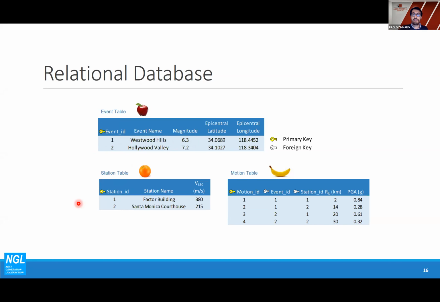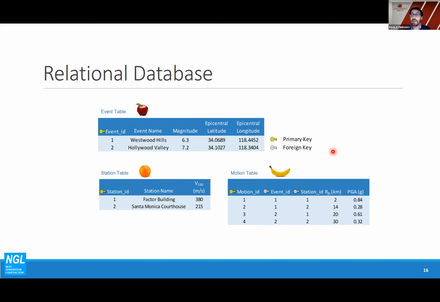Then we have a second table, which is the stations table. In this case, we have two stations in this example database, the factory building and the Santa Monica courthouse. So station ID number 1 identifies factory building with a certain VS30, and station ID number 2 is the Santa Monica courthouse. So again, we have primary keys identifying uniquely these entities. Now let's put this information together and let's look at the motion table, which has the intersection between earthquakes and stations. So you have a primary key for any entry in this table.